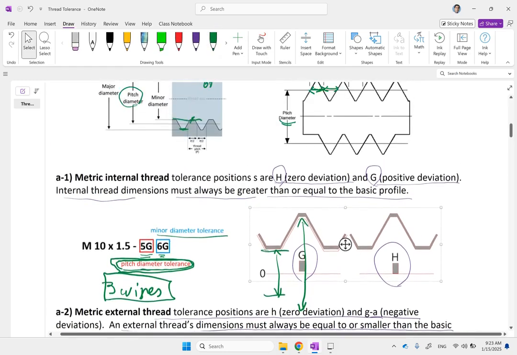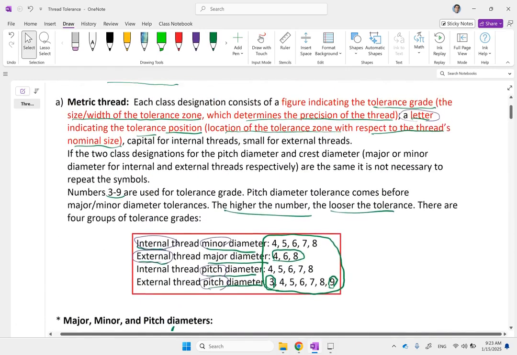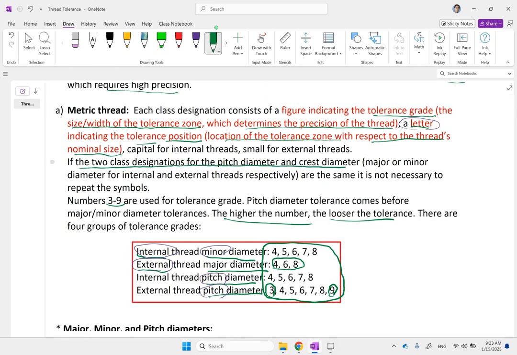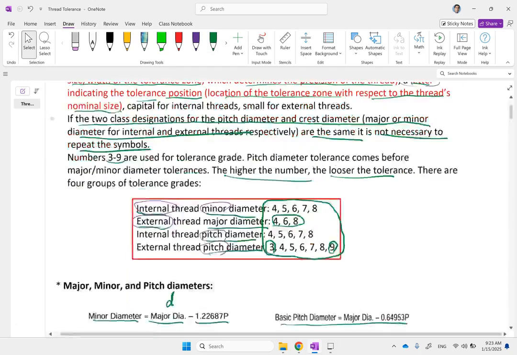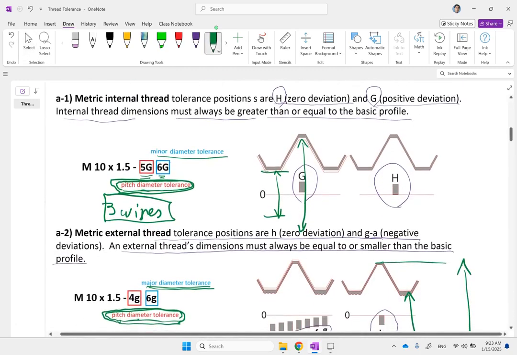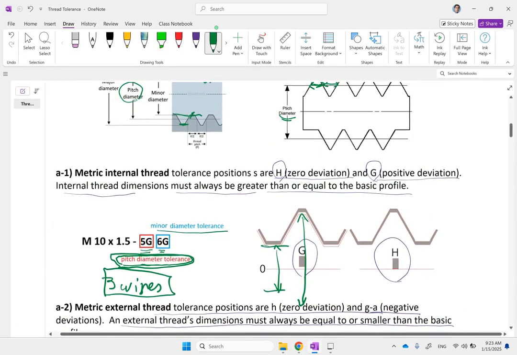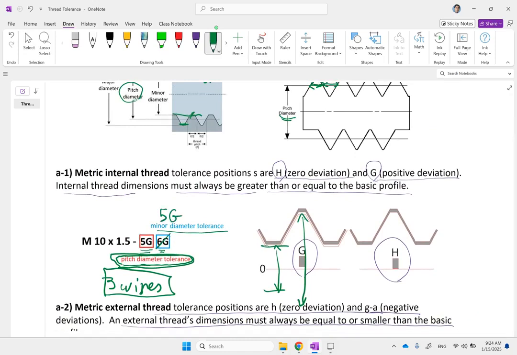Now, one other thing before I move on to the tables I have to mention is if the 2 classes for the pitch and the major or minor diameter are the same, then you are not going to repeat the symbol. What does that mean? It means in this case, let's say this minor, remember we can go anywhere from 4 to 8. So if both of them are 5G for this minor diameter, I'm not going to show 5G twice. I only show that 5G once.